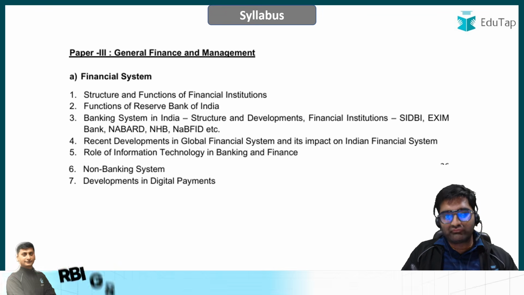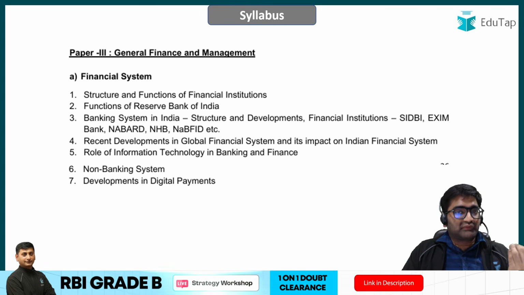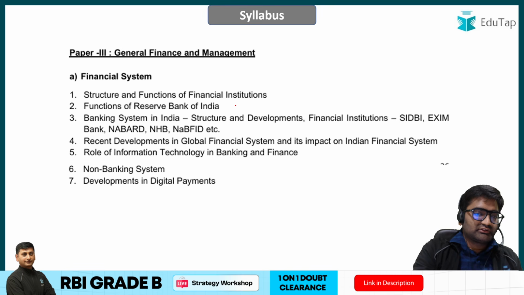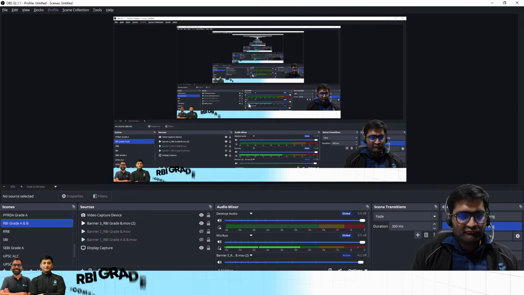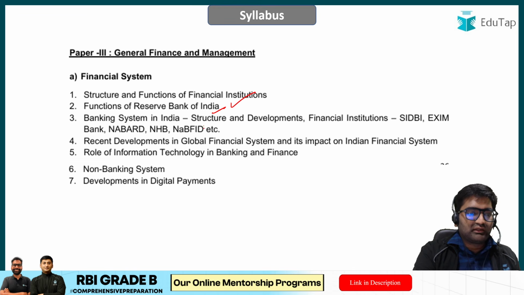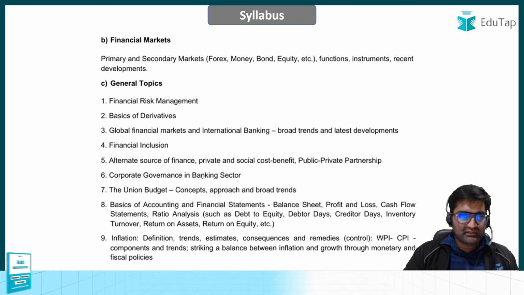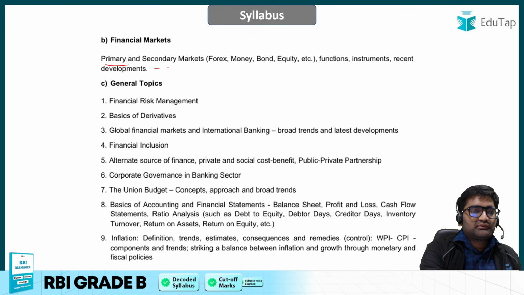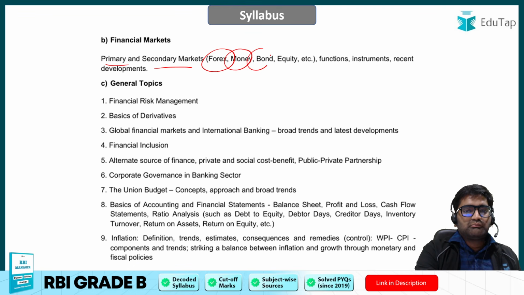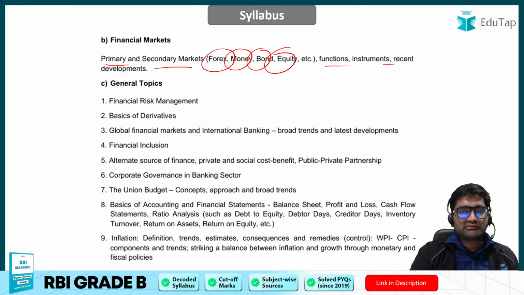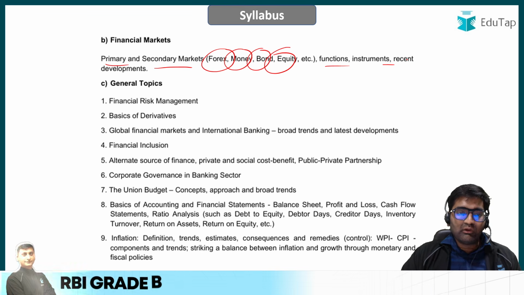Now moving ahead, let me tell you that this series is focused on discussing all the most important topics of finance. If we see the syllabus of the FM paper, specifically the finance part, we have structure and functions of financial institutions, functions of Reserve Bank of India, banking system, recent developments in the global financial system, role of information technology in banking and finance, non-banking system, developments in digital payments, then financial markets wherein primary and secondary markets, forex, money, bond market, equity market, their functions, instruments, and recent developments related to these.